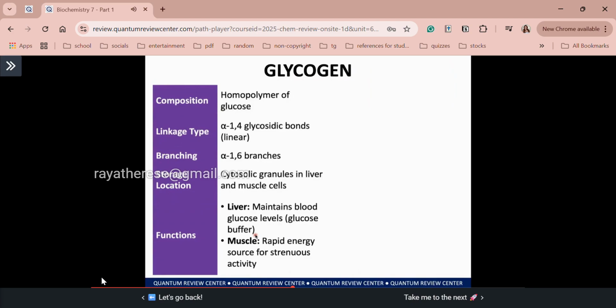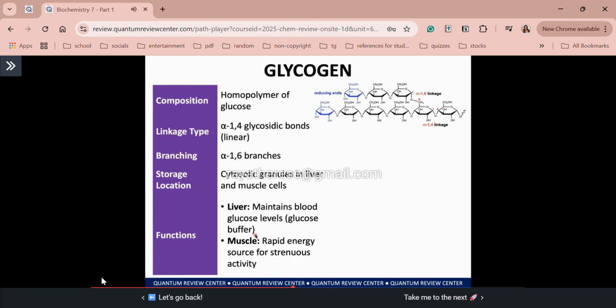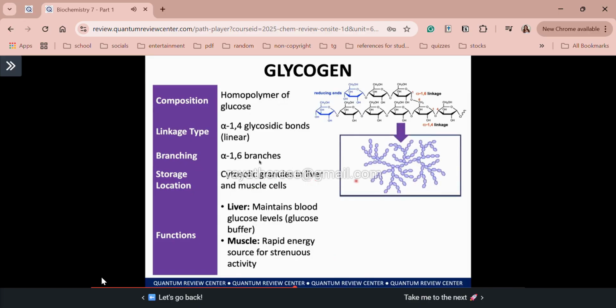Class, here is the essential information that you need to know about glycogen. Diba? We know that the main composition of glycogen is glucose. We know that it is a homopolysaccharide. So as you can see here, we have two different linkage types, but again, ang main linkage niya is alpha 1,4 linkages. And yung branching naman is due to the alpha 1,6 linkages. Alright, so ang storage location niya again is in your cytosol, particularly sa liver and muscle cells. And in your cytosol, ganito po siya nakapack. It's very or extensively branched.